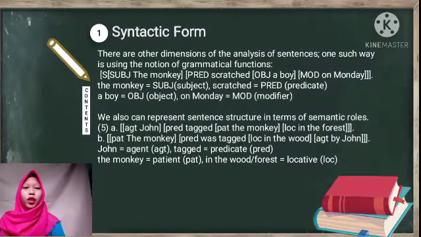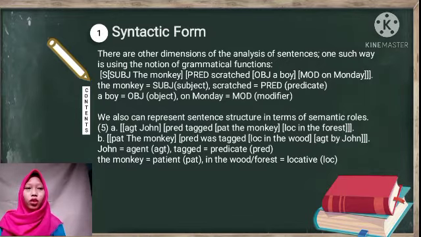In this video, I'm going to give you more information about the introduction of syntactic forms, grammatical function, and semantic roles. There are other dimensions of the analysis of sentences. One such way is using the notion of grammatical functions. For example, the monkey scratched a boy on Monday. The monkey is the subject, a boy is the object, scratched is the predicator, and on Monday serves as a modifier.